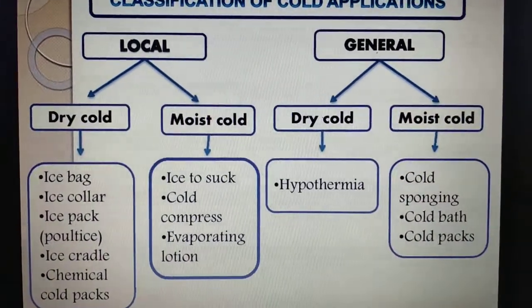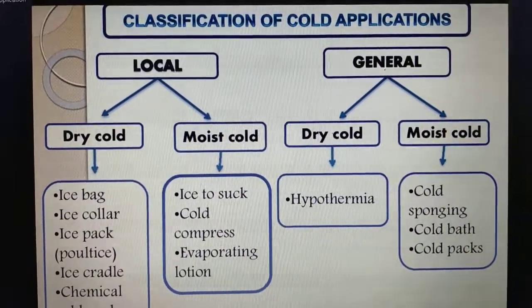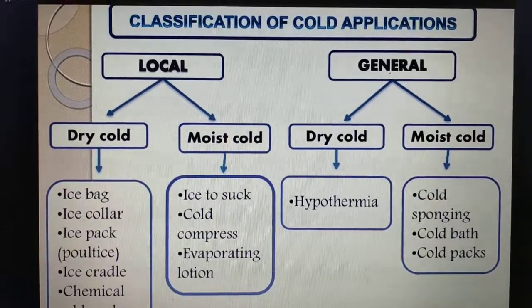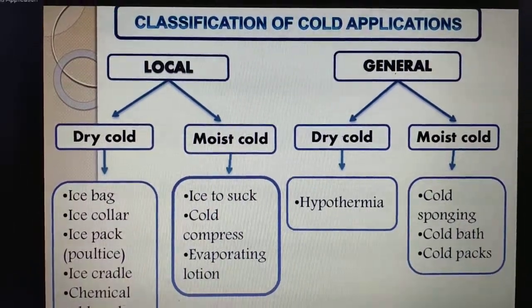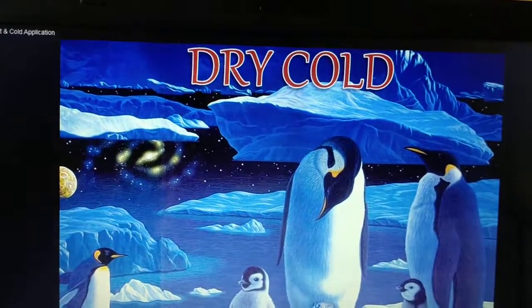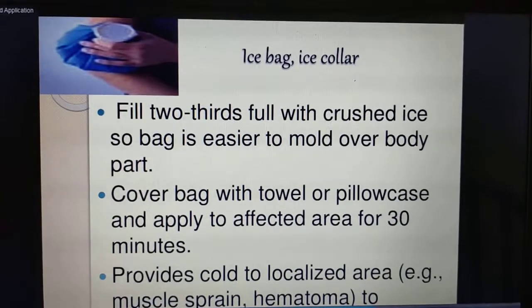In the general dry cold we have hypothermia, and in the general moist cold we have cold sponging application, the cold bath and the cold packs. Now we'll see one by one in detail. First is the dry cold. In the dry cold we have ice bag or ice collar.